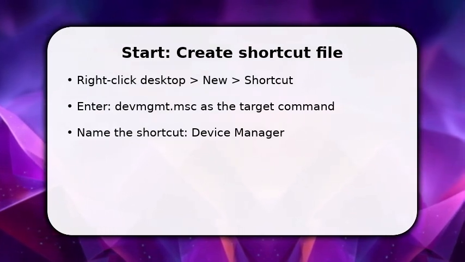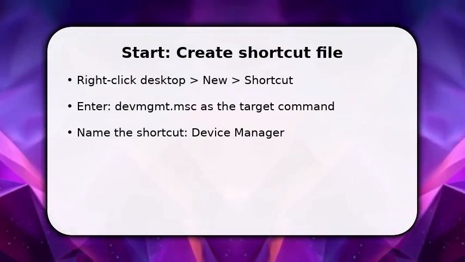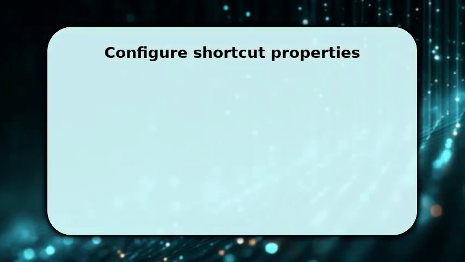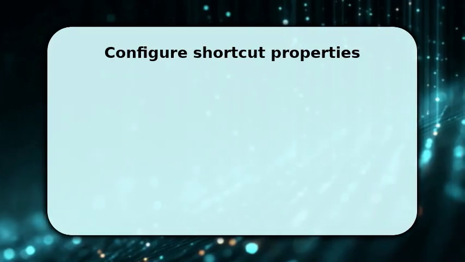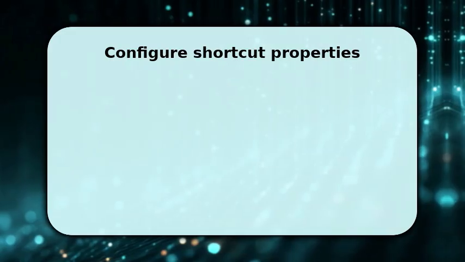Now refine how the shortcut runs and looks so it behaves reliably. Right-click the new shortcut and choose Properties. Under Shortcut, click Advanced to enable Run as Administrator if you need elevated device changes. This prevents permission errors later.